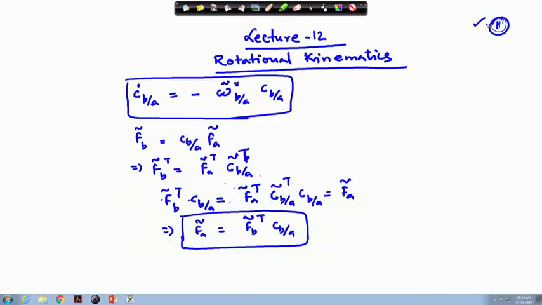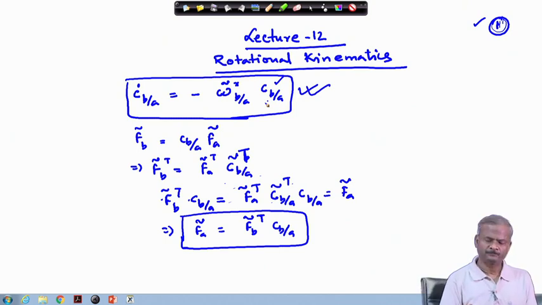If you remember, in the last lecture we proved using the vector method that C dot B/A equals minus omega cross B/A times C B/A. So, this is the transformation matrix from A frame to B frame. Similarly, this is the angular velocity of the B frame with respect to the A frame, and this is the rate of change of the matrix C.